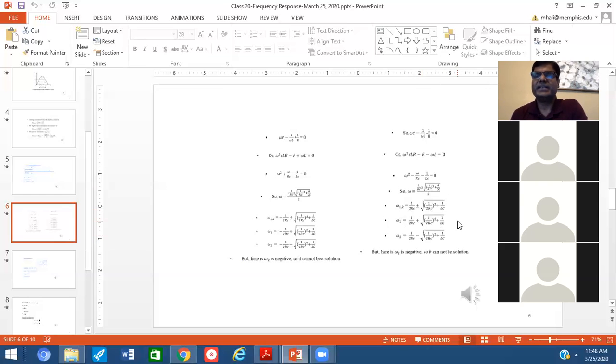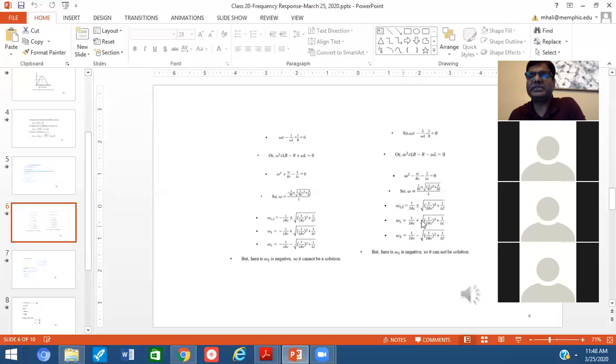So in this case, you see I have written here omega 2 is negative, so it can't be a solution. Omega 2 is negative because the first term is positive, but the second term is negative. The second term will definitely be greater than the first term, so that will be negative, and that can't be a solution. That's why for omega 1, you see the whole thing is positive.